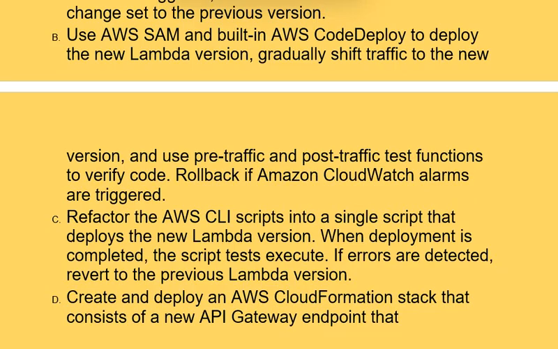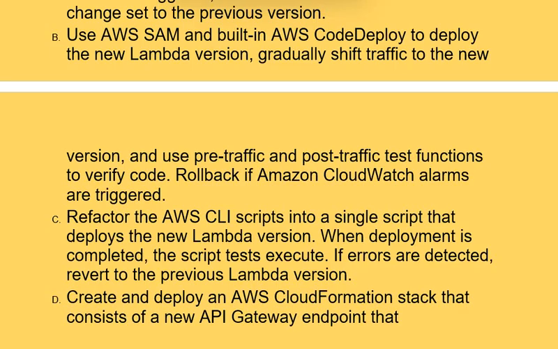Option B, use AWS SAM and built-in AWS CodeDeploy to deploy the new Lambda version, gradually shift traffic to the new version, and use pre-traffic and post-traffic test functions to verify code. Roll back if Amazon CloudWatch alarms are triggered. Option C, refactor the AWS CLI scripts into a single script that deploys the new Lambda version. When deployment is completed, the script tests execute. If errors are detected, revert to the previous Lambda version.